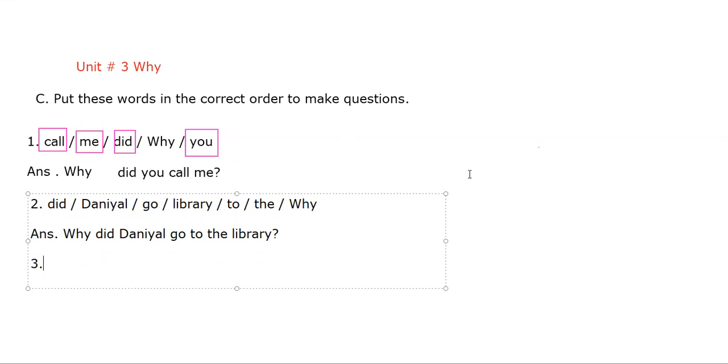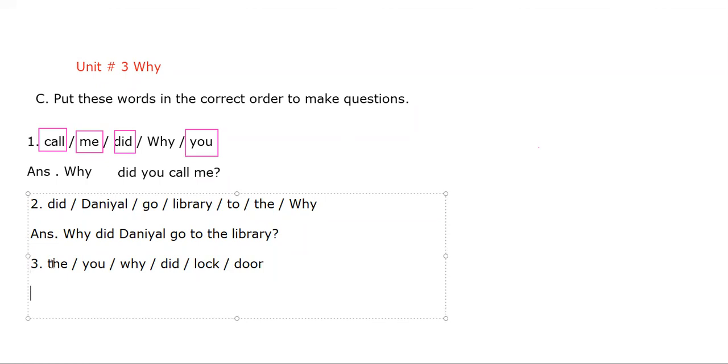Now, Salik, this is for you. Point number three, let me first write the question: the / you / why / did / lock / door. Yes, Alec, can you tell me the answer of this? Okay, wait, let me see what you have done. Why did you lock the door? Very good, Alec. Why did you lock the door? And then in the last, you need to write a question mark.